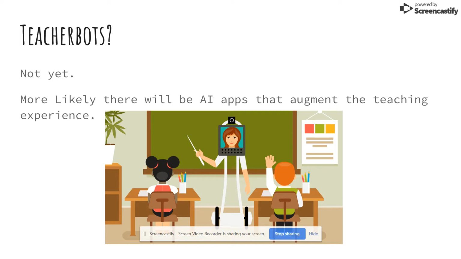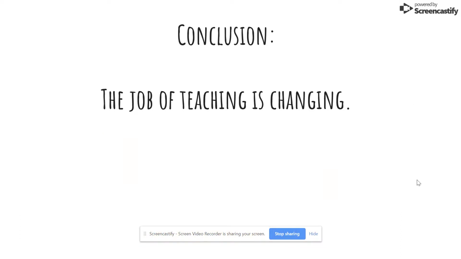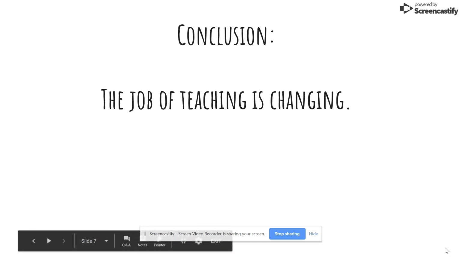There was also the argument that artificial intelligence will probably be apps that augment the teaching experience, but don't necessarily replace the teacher. So, my conclusion here is that the job of teaching is changing. And in the future, we may see a rise. I mean, we will see a rise in artificial intelligence, but as teachers, we just need to be flexible, understand that the future is a changing, moving target, and try to learn new skills of creativity and innovation that still make us valuable members of the education community.